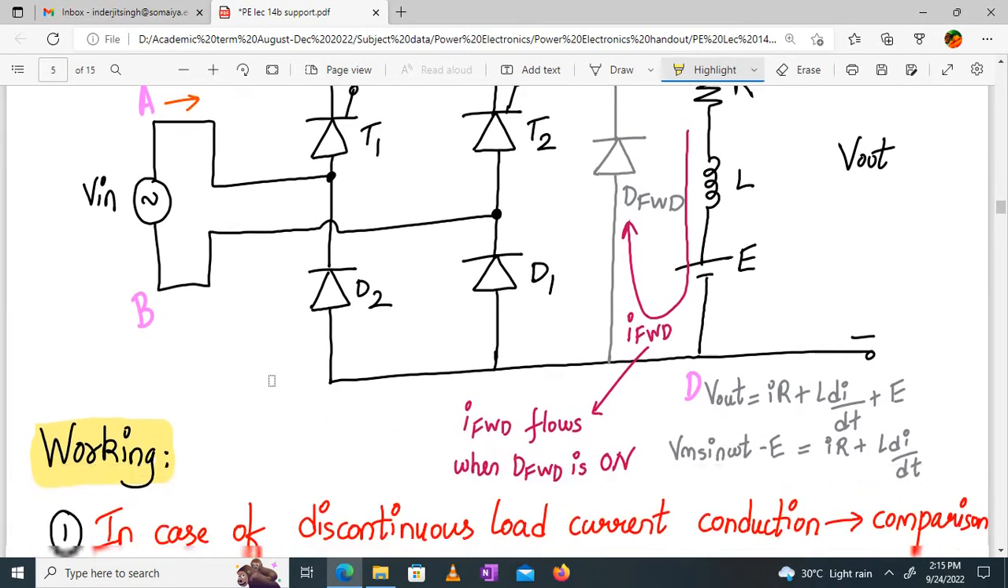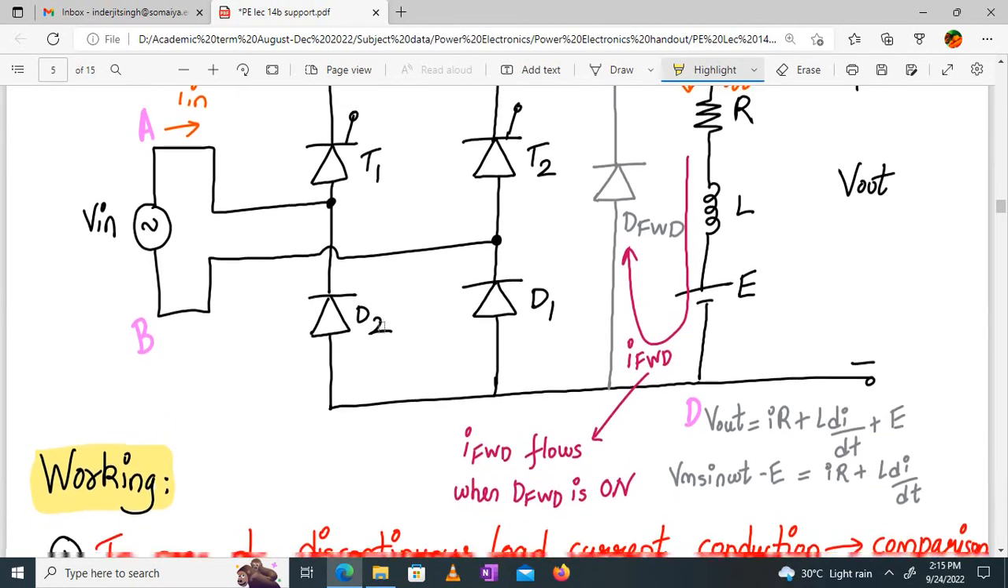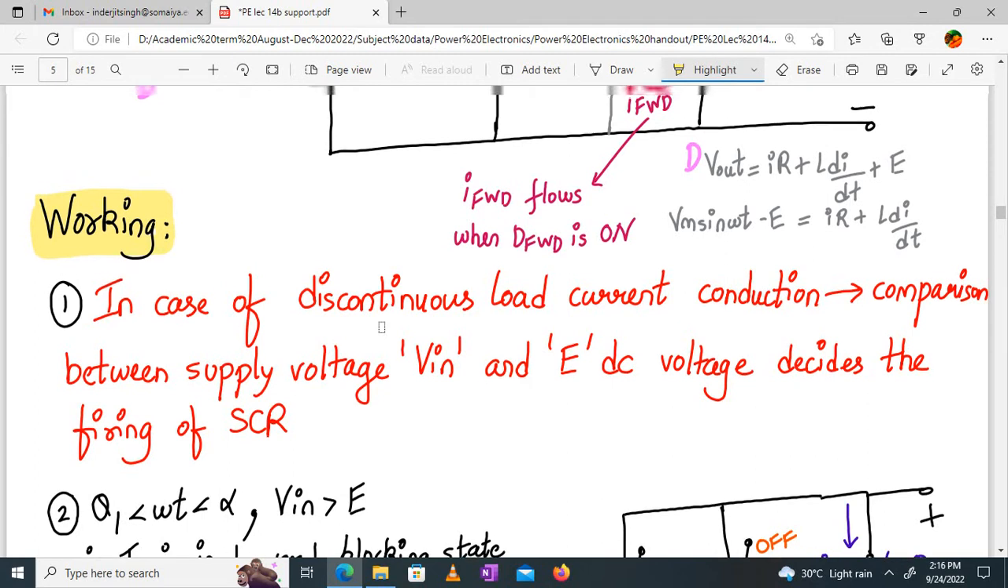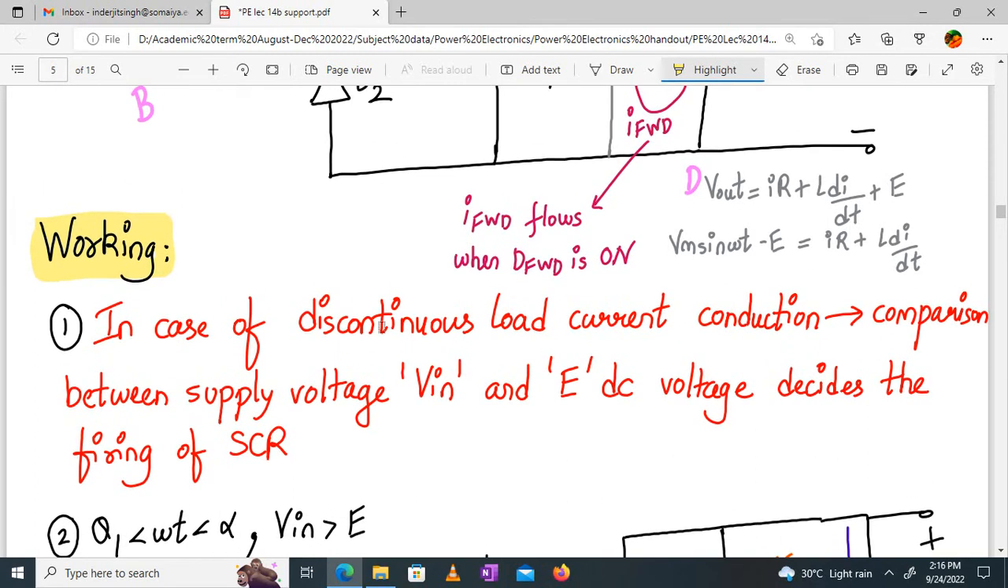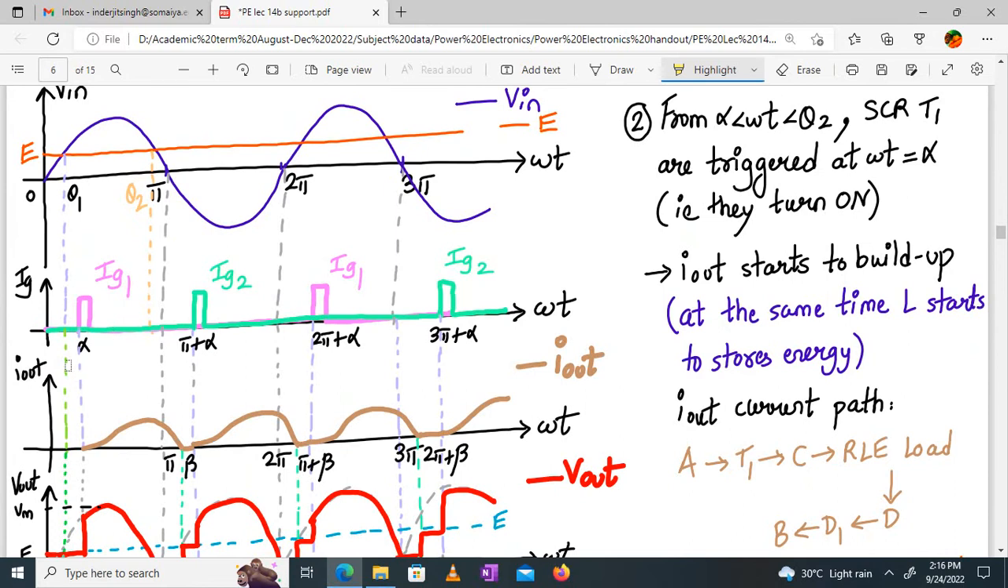Now, the freewheeling diode current will flow only when this diode is on. Alright, so let us start with the working of this. First of all, in case of discontinuous load current conduction, the comparison between V in and E is essential to decide the firing of the SCR. In case of continuous current, as we know, I out never reaches zero. But in case of discontinuous mode, this really happens.